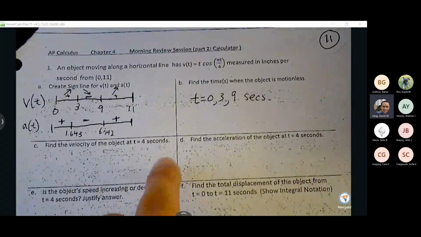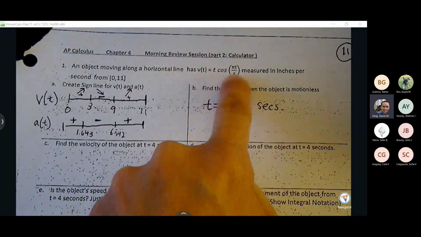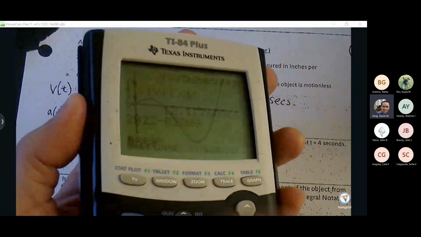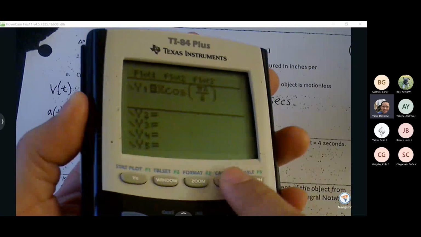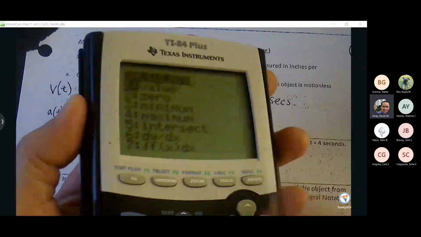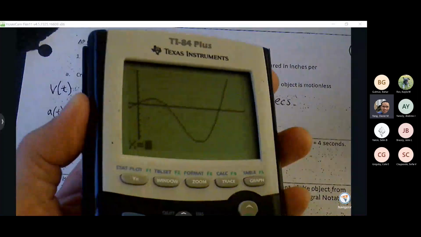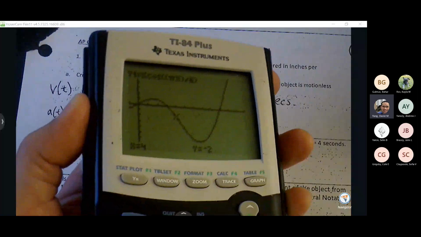Find the velocity at 4 seconds. So I can plug 4 into the velocity function. You can do it by just replacing the t's with 4. Or one option is check and trace. If you can see the value on the graph, you can just type 4 and it'll give you that y value, which is negative 2.